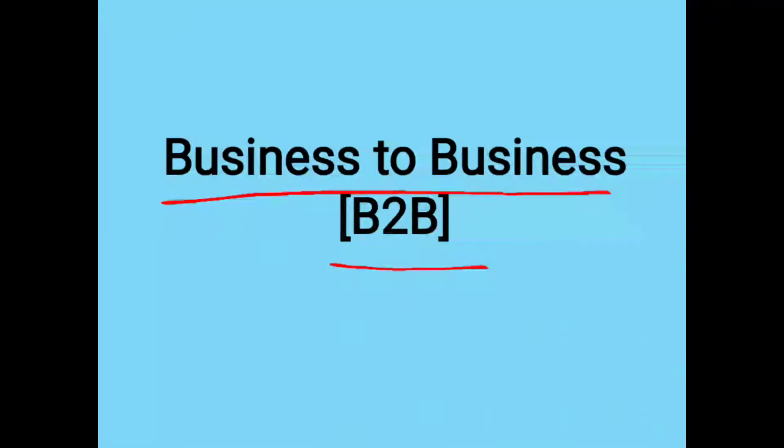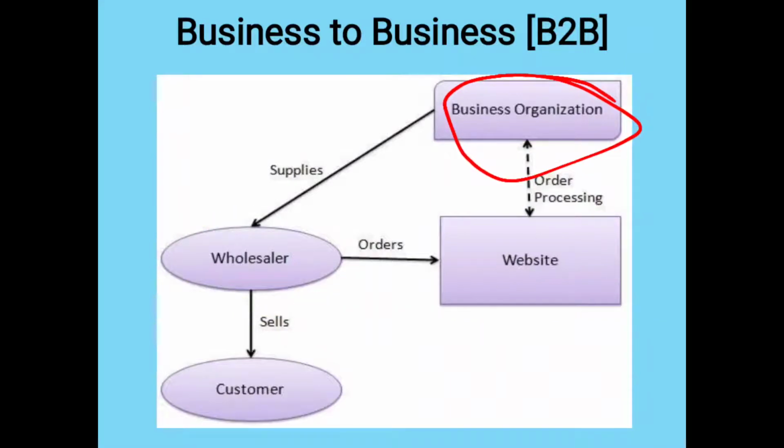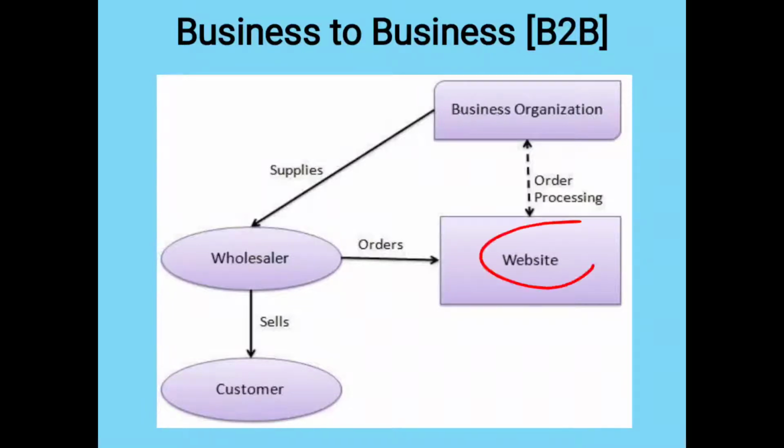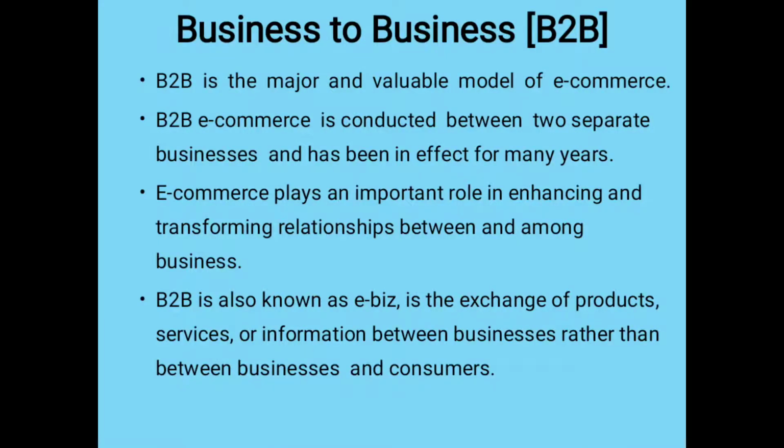Once again, you see this complete model, and remember it for the B2B model. The website is there, then a business organization, then another business organization. This business organization may be selling its products to anybody, but we are not bothered about that. What matters is that these two are business organizations getting in contact with the website. So, business to business.